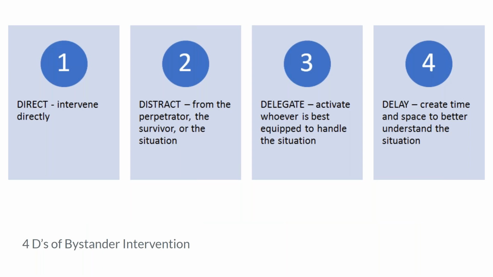The model that we always use when we train this at the coalition is the 4 Ds of bystander intervention. I really like to refer to it as 3.5. The first 3 are all wonderful techniques that can stand alone and be effectively used on their own. The 4th is kind of a combination that you'll use with another one of these techniques to actually find success.